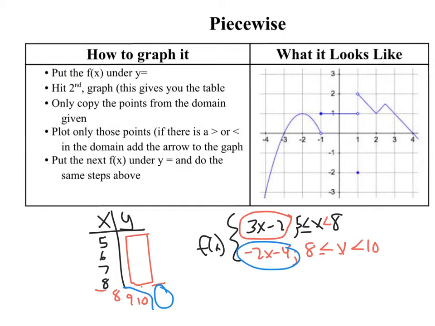I would also look at it and remember, like if I take this, there is no equal to bar there, so that would be an open circle at that 8. You've got your dashed line going across here. This one does have an equal to bar, so that's a solid dot. So when you go to do your graph, you remember which is which.